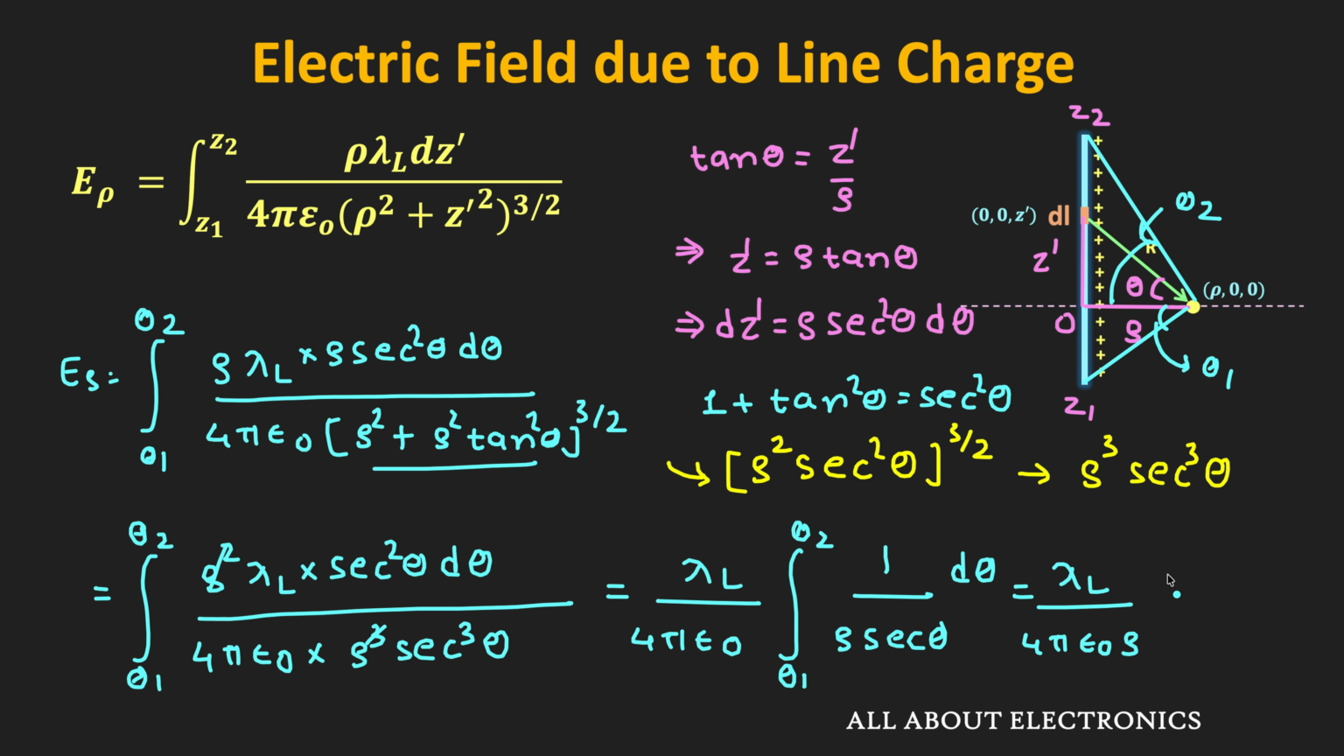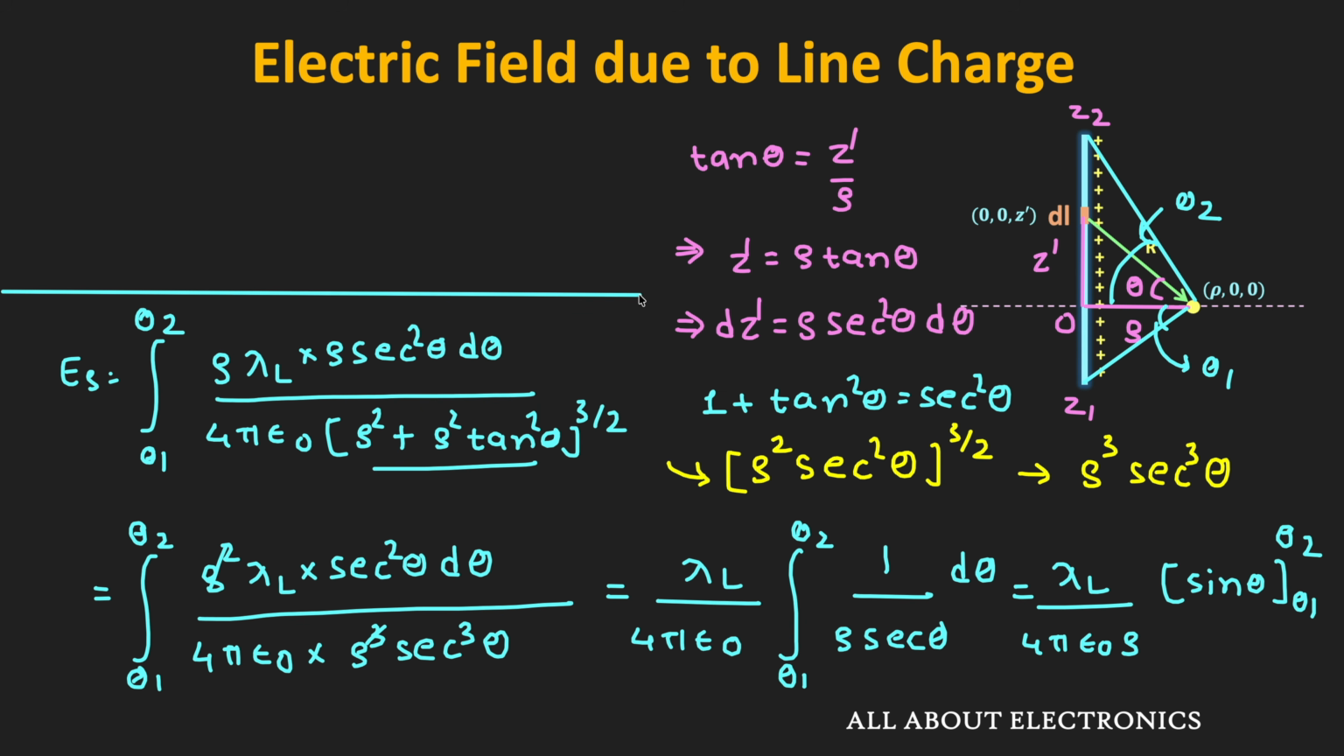So further we can write it as lambda L divided by 4 pi times epsilon naught times rho times sin theta with the limits from theta 1 to theta 2, or further it can be written as E rho is equal to lambda L divided by 4 pi times epsilon naught times rho times sin theta 2 minus sin theta 1. So in this way we got the expression of the E rho.